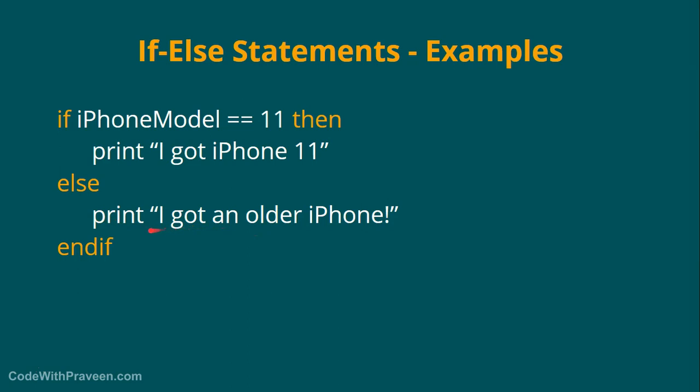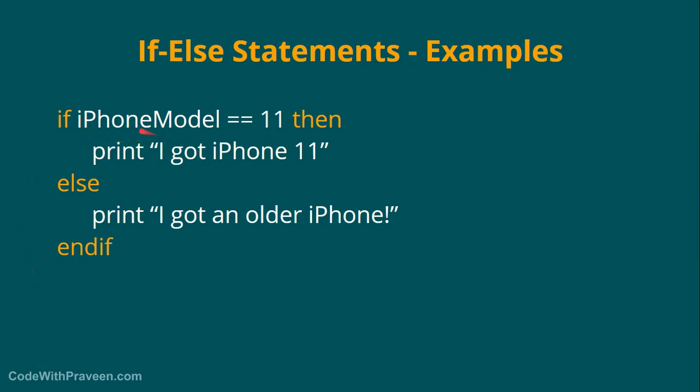Now as you can see here, there is no way these two statements can execute at the same time. If iPhone model equals 11, then this statement is executed. For any other cases, this statement gets executed. There is no way that both statements can execute. Now, irrespective of which statement gets executed, once it is completed, any statements below this end if are going to get executed.